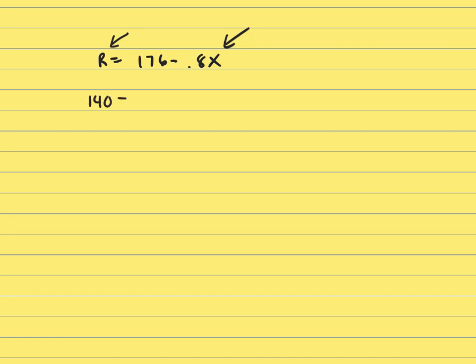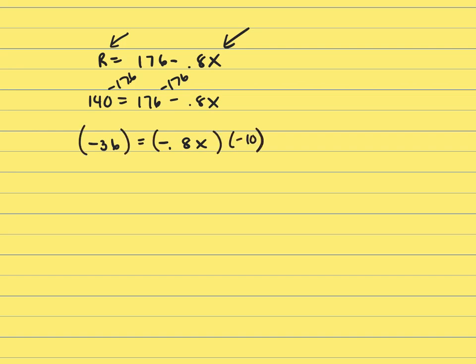So that's 140 equals 176 minus 0.8x. Normally I would clear my decimals first, but I don't want to turn that into 1400 and 1760. So I'm going to subtract 176 from both sides. And that's going to give me negative 36 equals negative 0.8x. And now I'm going to multiply both sides by negative 10 to get rid of the negative signs. Not that it matters. And move that decimal.